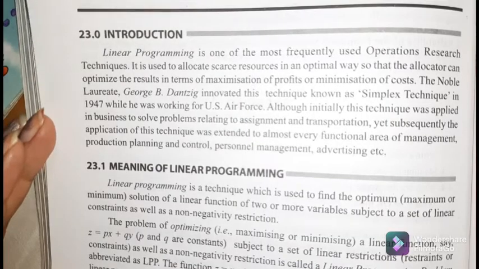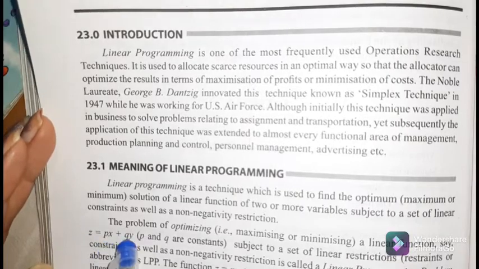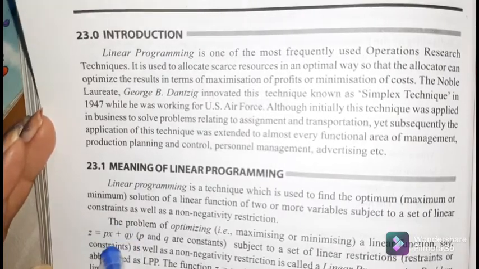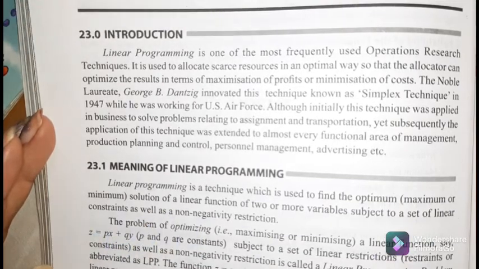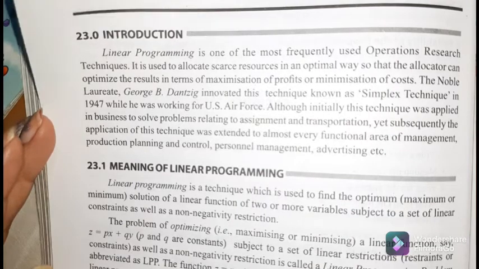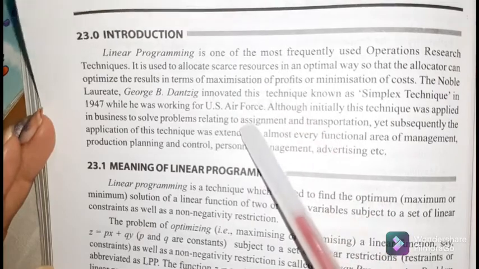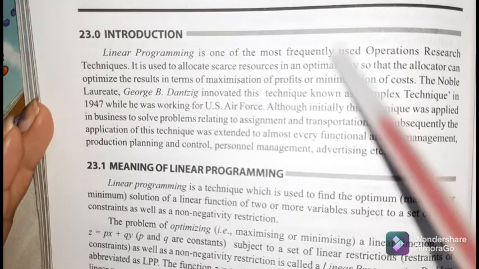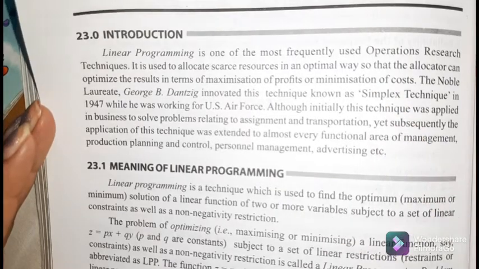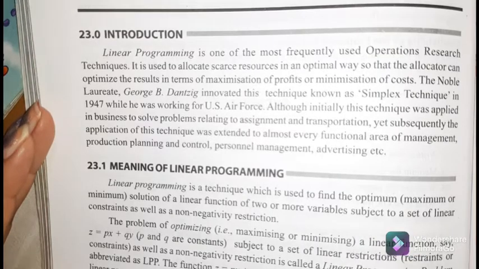Okay, that function is called the objective function. Suppose here it is given as z equals px plus qy. Here the variables are x and y and the constants are p and q. Here we have to maximize z or minimize z, and they are subject to some linear restrictions. There are some restrictions, as we study here, that we have limited resources and we have to use them in a proper way to maximize the profit or minimize the cost. So those are called constraints.